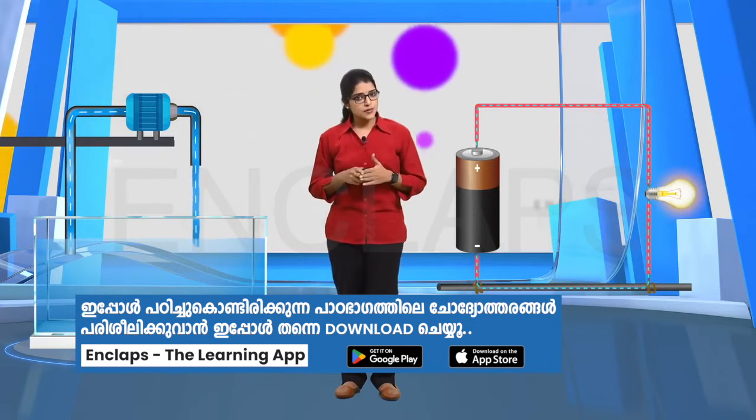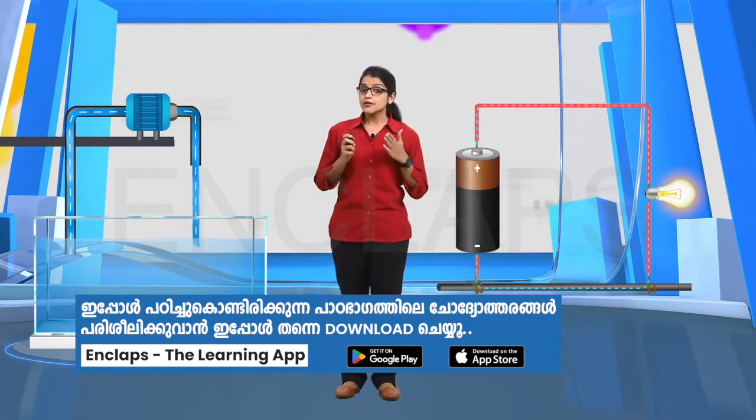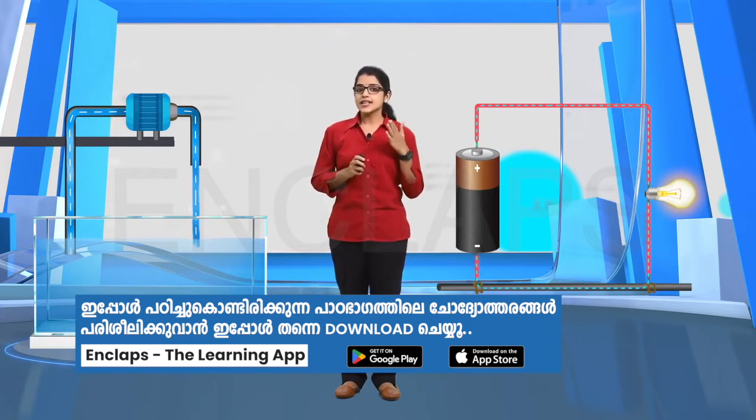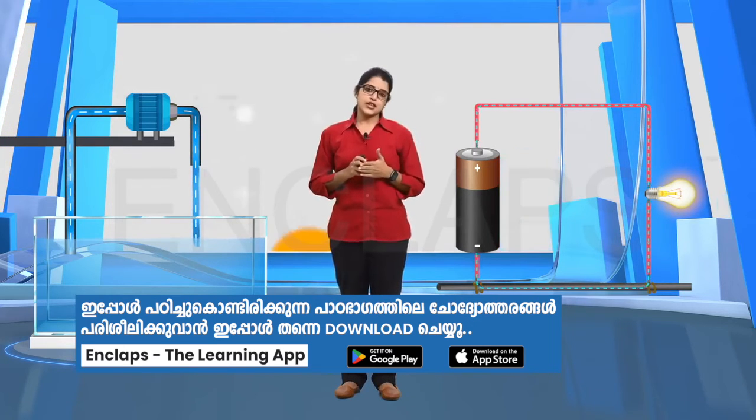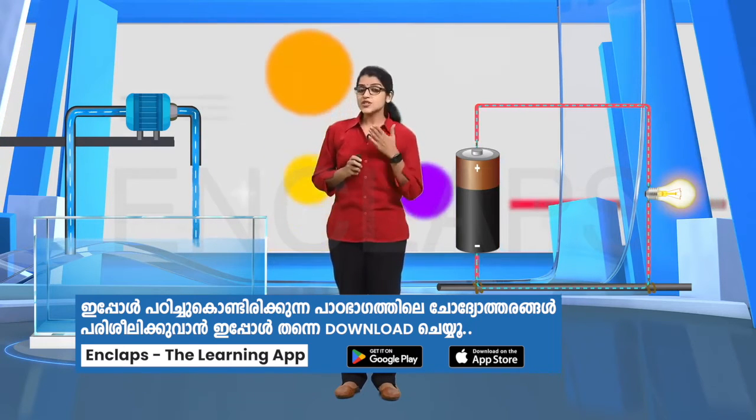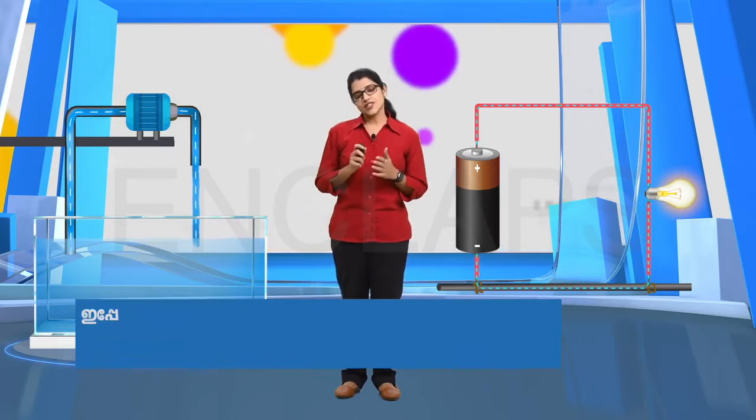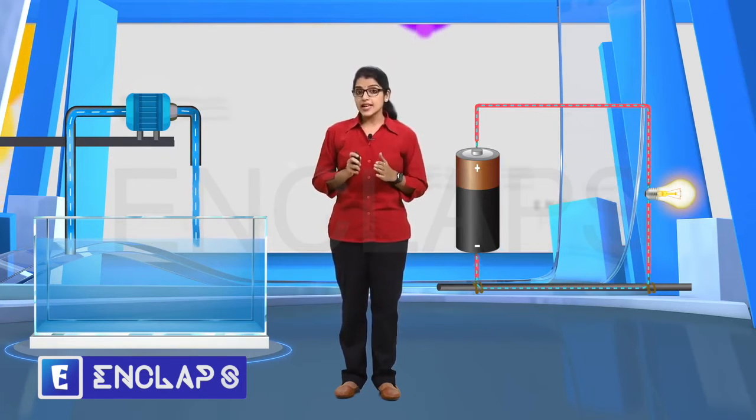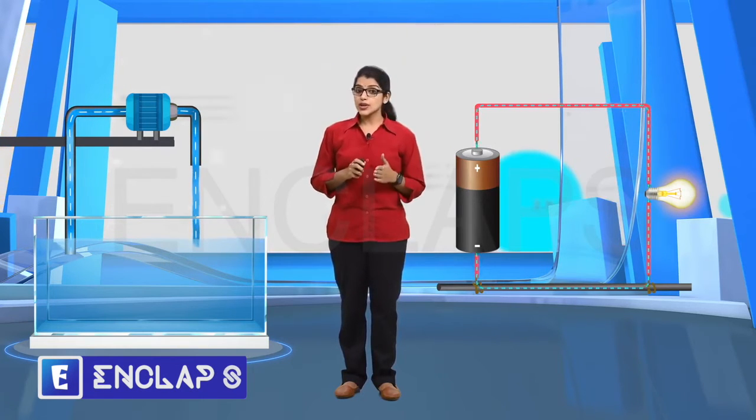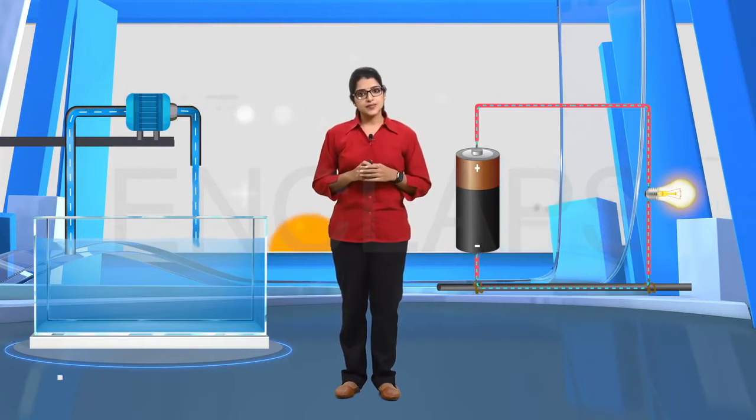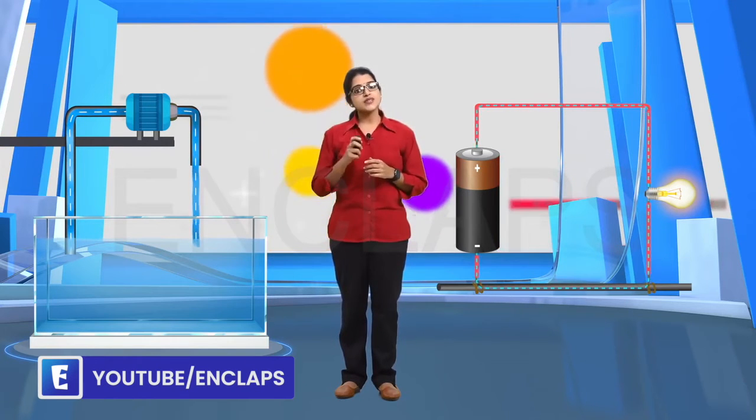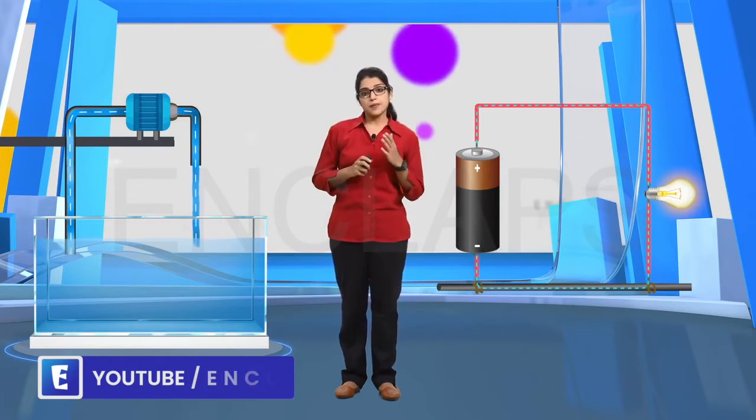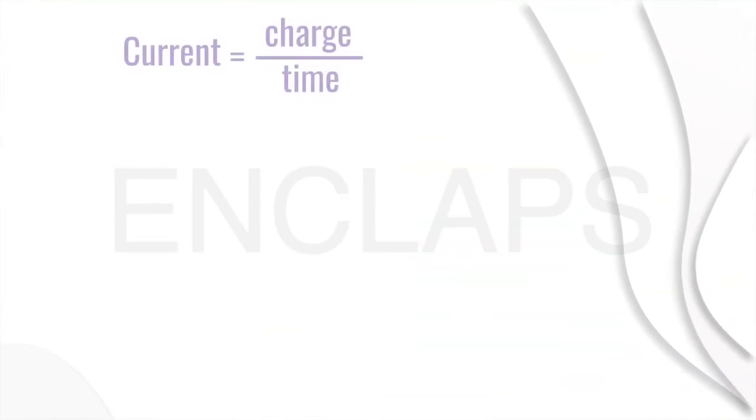Like the movement of water particles, the current is a flow of electrons and the charge is the mass of electrons. So, the electric current is a flow of charges. Current is the amount of charge flowing through a conductor per unit time, which is similar to the amount of water flowing through a pipe per unit time. Current is equal to charge divided by time.